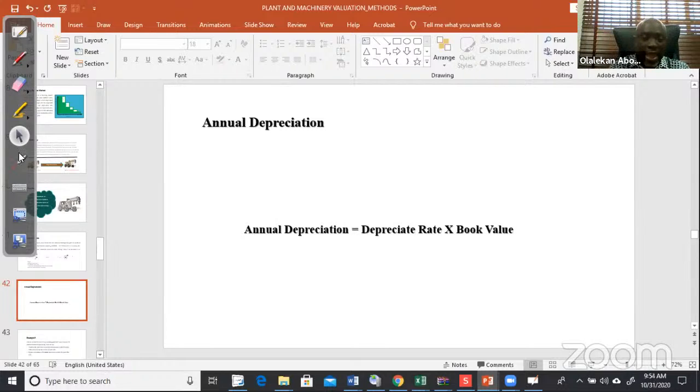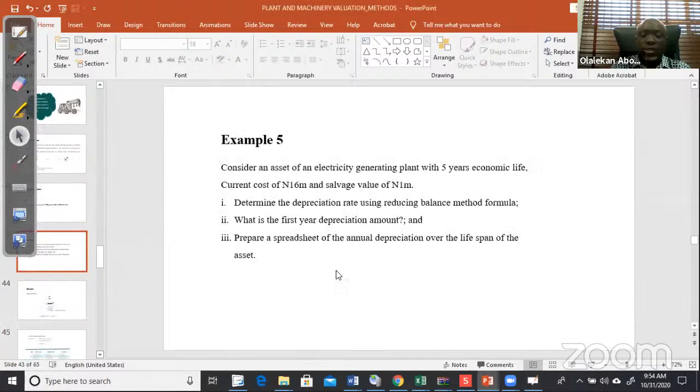So what you have here is depreciation rate multiplied by book value, and that will give you the annual depreciation, or what we call the depreciation amount, year by year. Okay. Now, when you calculate on this basis over a number of years and add all of them together, that will result in what? Accumulated depreciation. Okay. So let's proceed. Now let's quickly see an example.